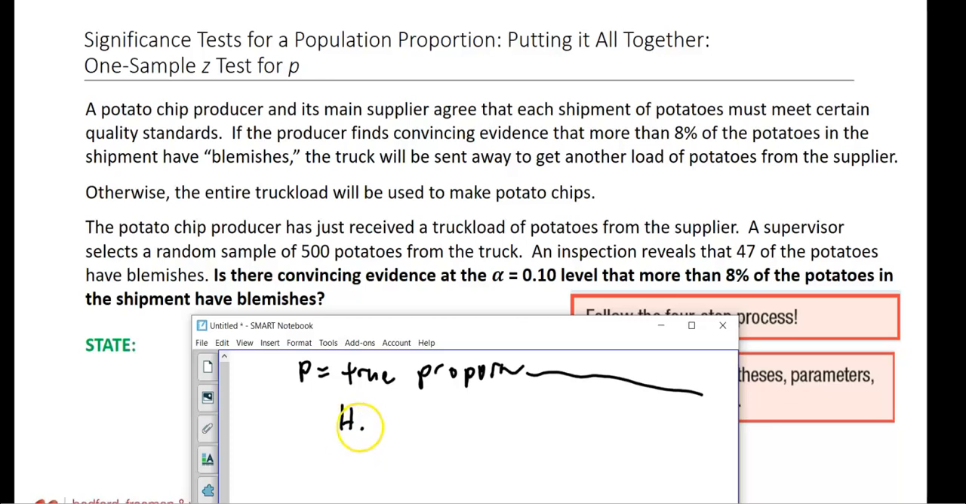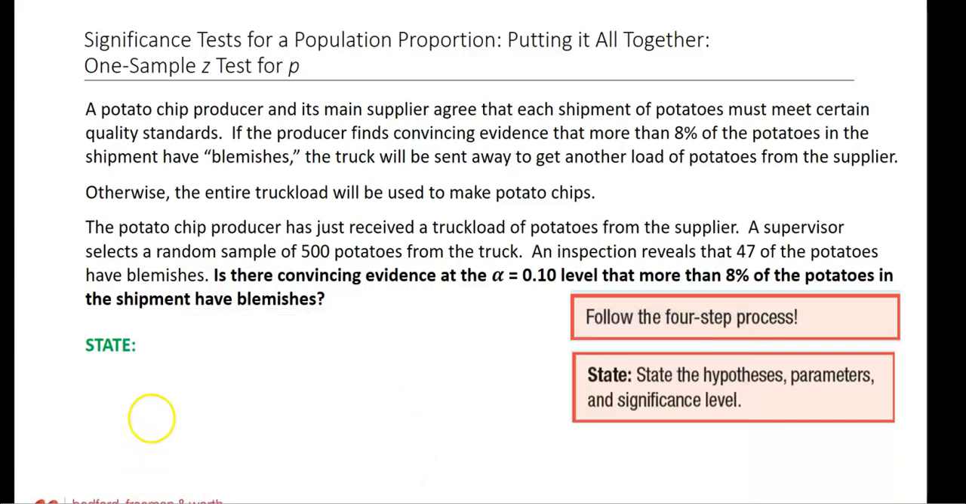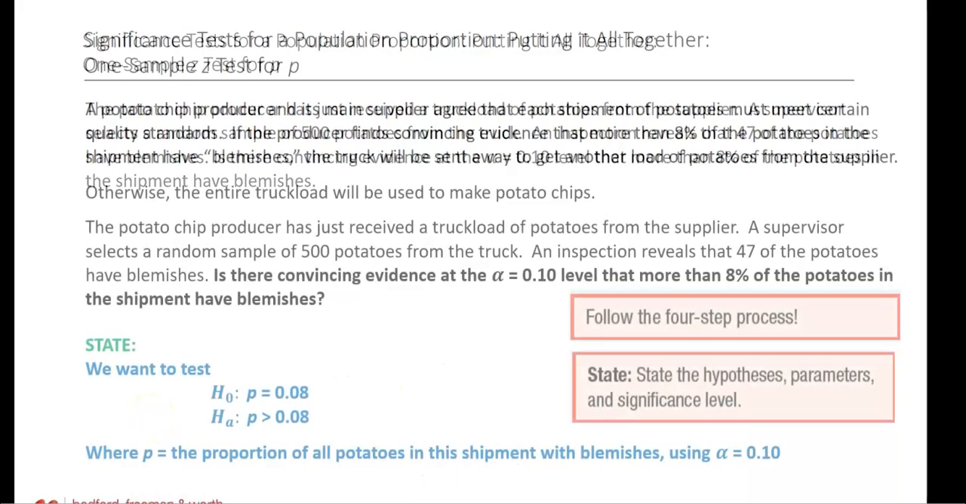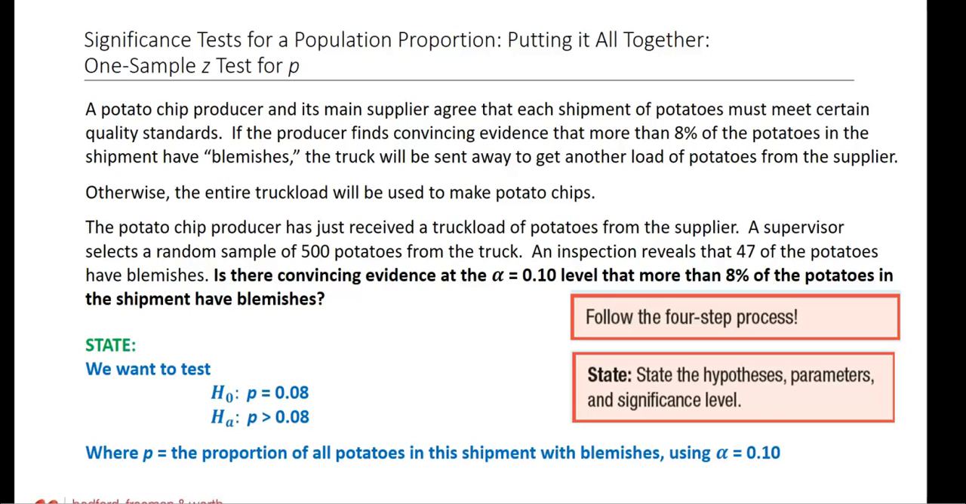So the null is that p is 8%, so 0.08. The alternate is that we do have a direction here. We think it's greater than 8%. So we think we should send the truck back. That's what we're trying to show, that, hey, we think more than 8%, maybe. Let's see what they said here. Yeah, same null.